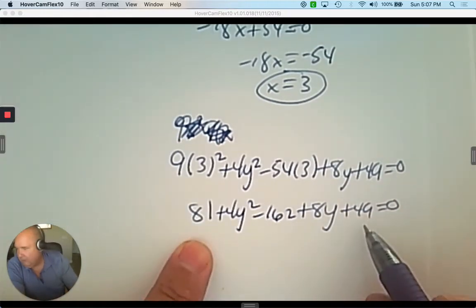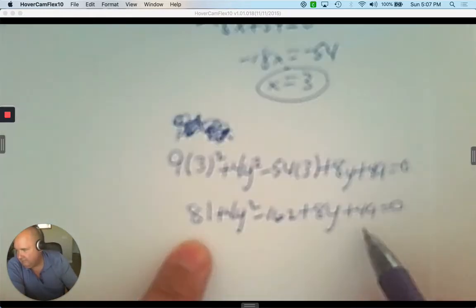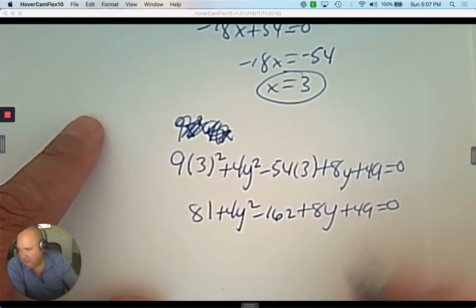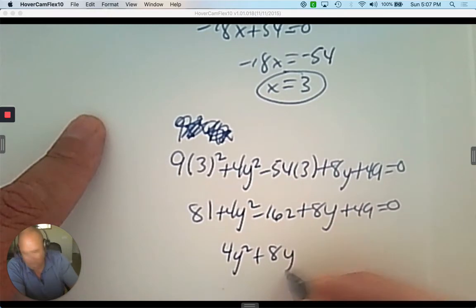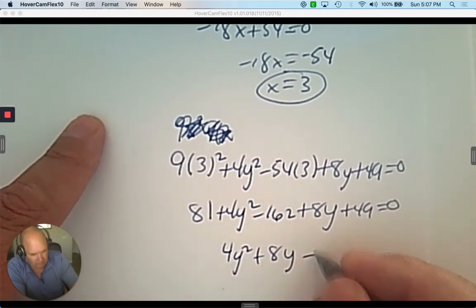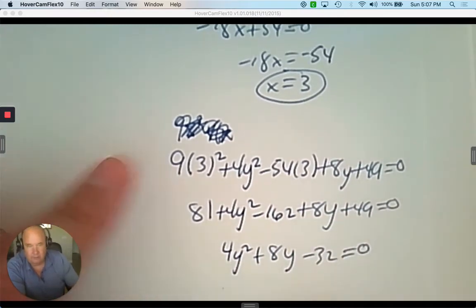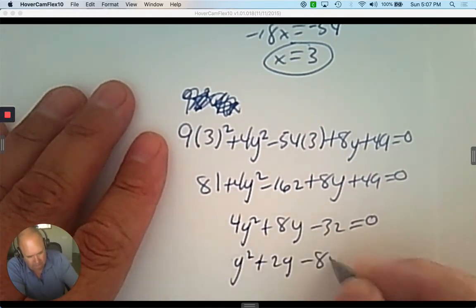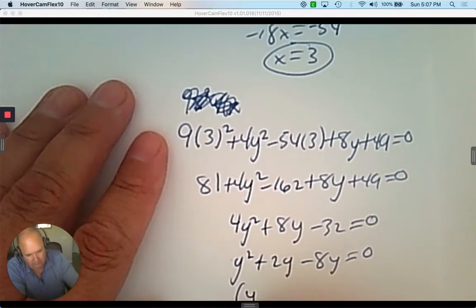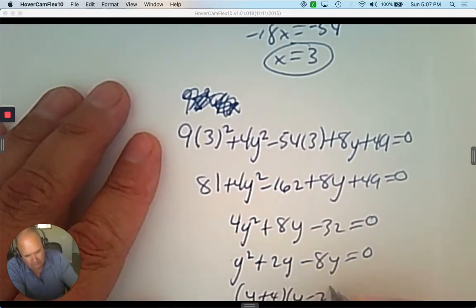81 and 49 and negative 162. They combine to negative 32. So I have 4y squared plus 8y minus 32. That's what the constants simplify to. I'm going to divide everything by 4. And then I'm going to factor. So it's positive 4 and negative 2.